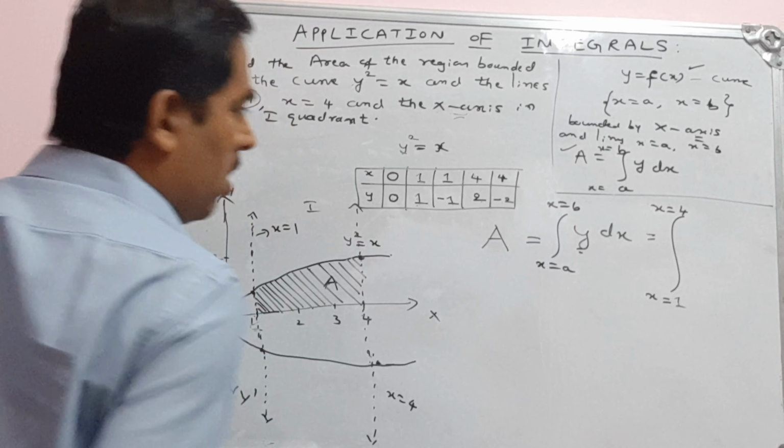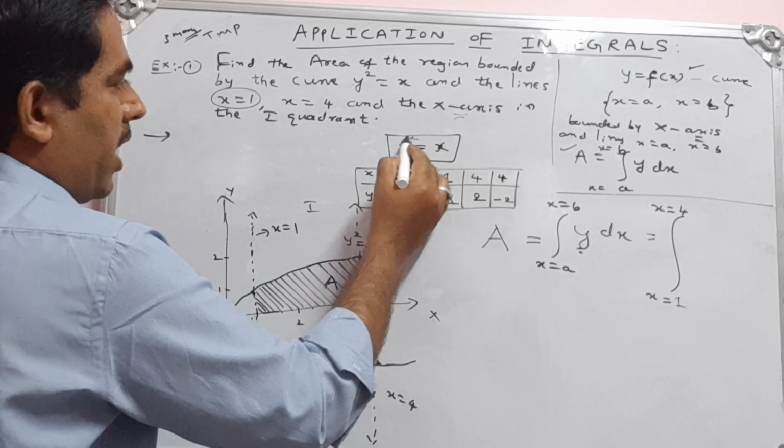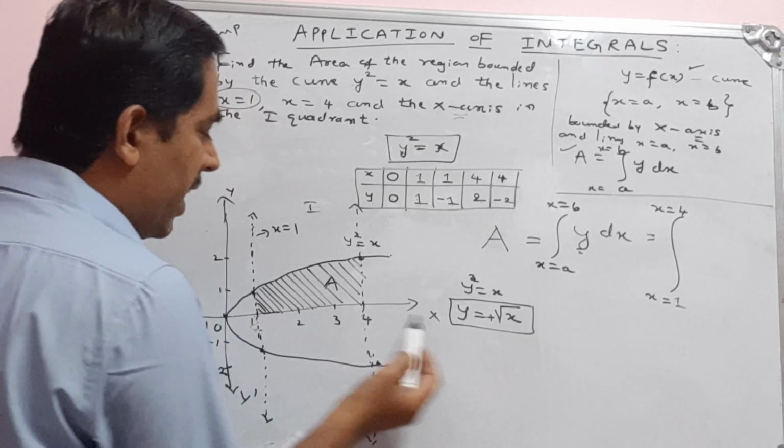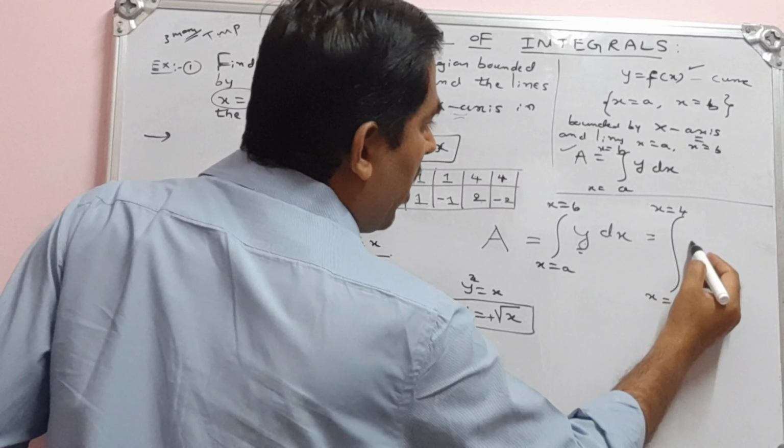So where is this y? Observe this, the given curve is y square is equal to x. A lot of students get confused here. I want y, so y square is equal to x means y is equal to square root of x. Observe this, it's not so easy. I can take the positive value because we are finding area in the first quadrant. So y is equal to root x. We have to solve for y.